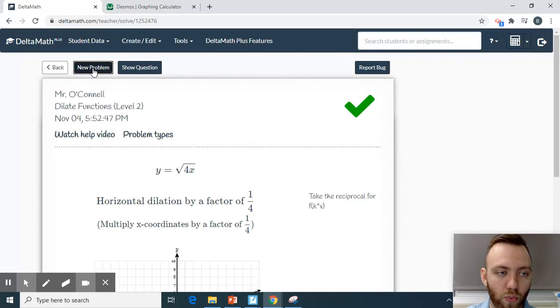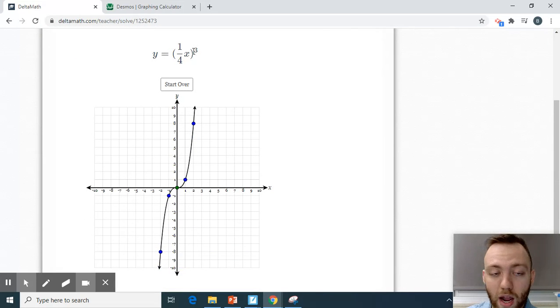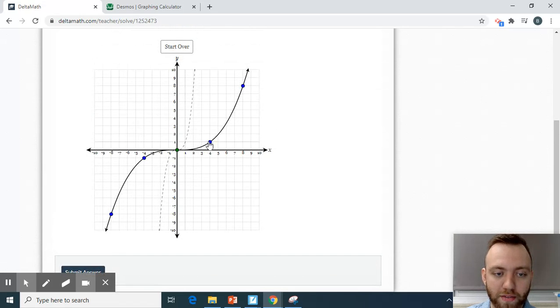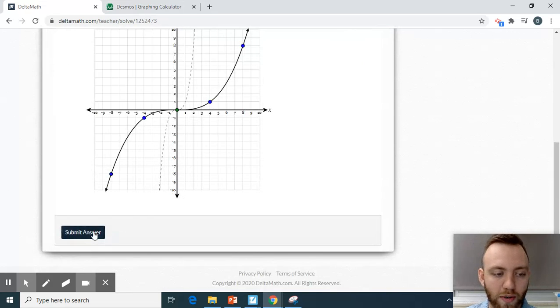See if we can get one with a fraction. There we go. So now it's inside with the x's, right? So we're going to be moving left and right on the x's. Now that we're multiplying by 1/4, we're actually going to be doing the reciprocal, which is multiplying by 4. So we're going to stretch this out that way, right? Multiplying 1 by 4 gives us 4 because the reciprocal of 1/4 is 4/1 or just 4.